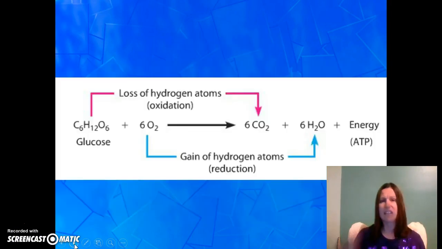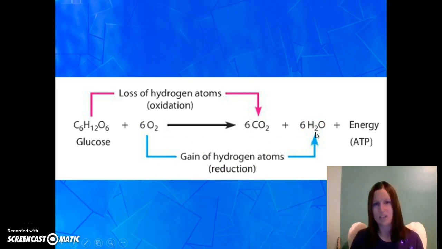Okay, so now let's take that and look back at our respiration equation. We have glucose here. Ooh, C-H bonds, high potential energy. Oh, we're going to get a loss of hydrogen atoms. It's been oxidized, lost electrons. Here's my oxygen, high oxidizer, right? It's going to gain hydrogen atoms and therefore be reduced.